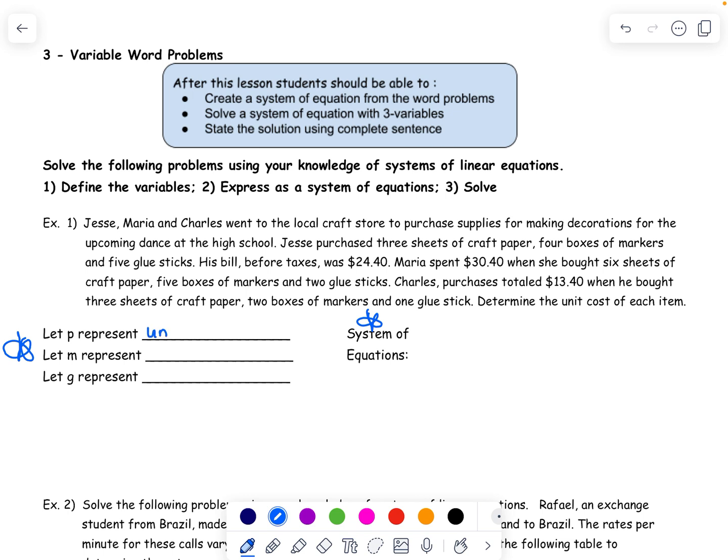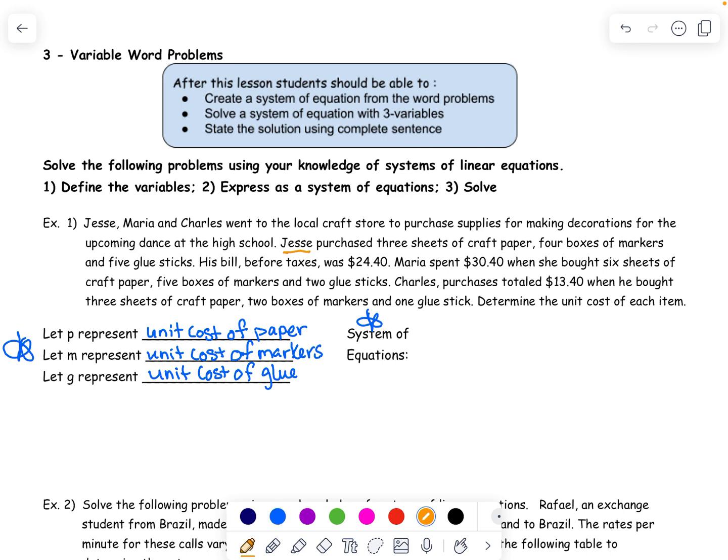So P could be the unit cost of paper. And M could be the unit cost of markers. And G could be the unit cost of glue. Now, obviously, we have 3 people going to the store, right?